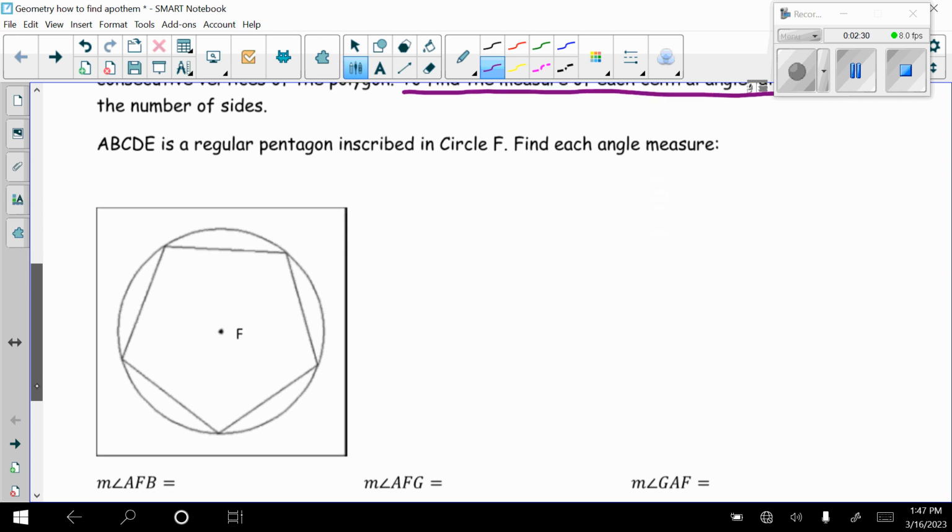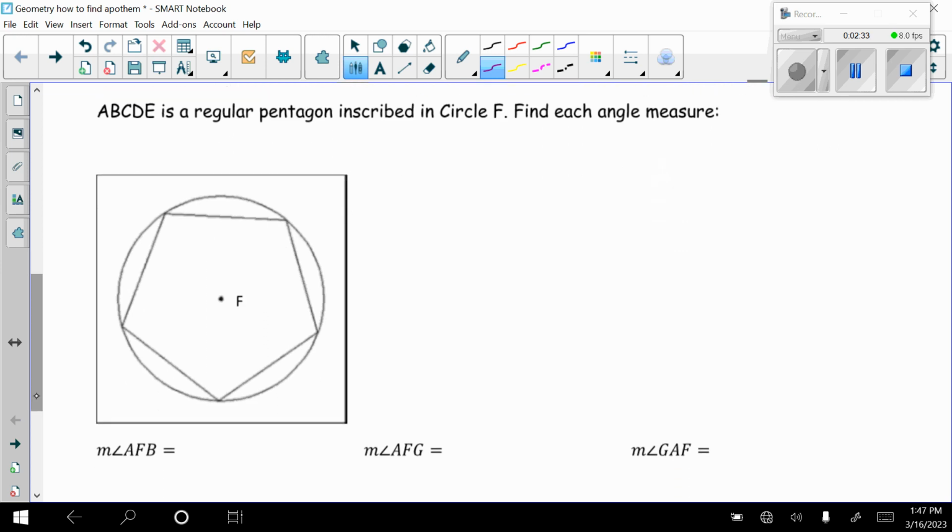To find the measure of each central angle, you divide 360 by the number of sides that the polygon has. It tells me here that ABCDE is a regular pentagon inscribed inside circle F. Find each of the following angle measures. So first, let's go ahead and label A, B, C, D, and E.